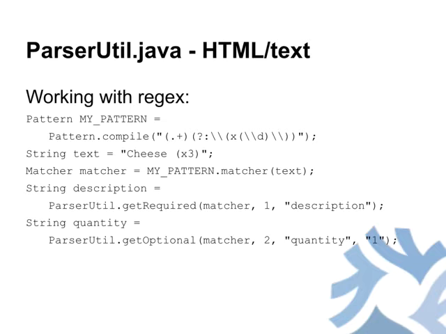On the other hand, you might find in some cases that a quantity is sometimes available and sometimes not available. In those cases, you would call getOptional, passing in the matcher, the index of the group number, and a description, and then you can pass in a default value. So for example here, if there's no quantity available in the text, I'm setting the default quantity to 1.